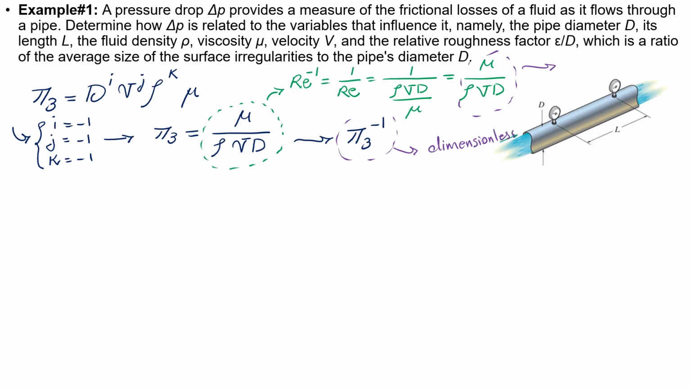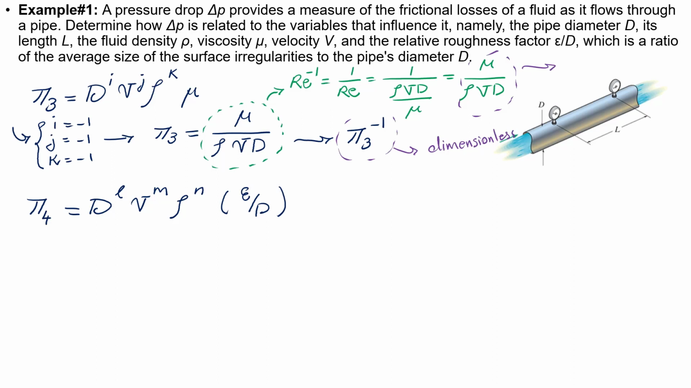All right, that was pi 3. Let's do quickly pi 4 as well. Pi 4, finally, which is the last pi that we are going to do, I'm going to do diameter to the power L, velocity to the power m, density to the power n, times epsilon divided by d, which was our remaining parameter.